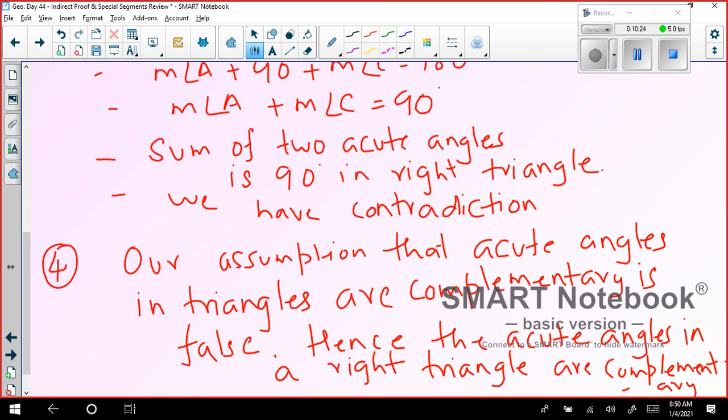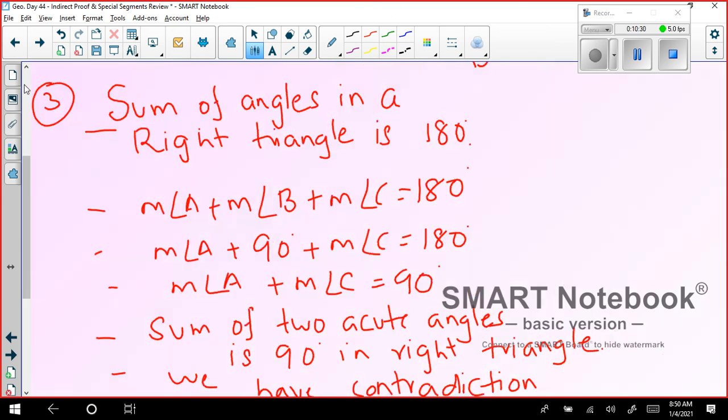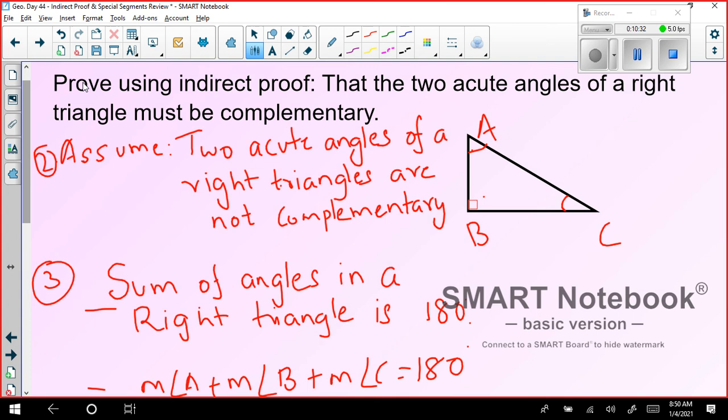Okay, writing proofs in this particular manner is called the indirect proof. We had seen a two-column proof. We are seeing the next method, which is indirect proof. So the first step is always to find what we have to prove. So prove using indirect proof that the two acute angles. This was our first step. We have to find what we have to prove.